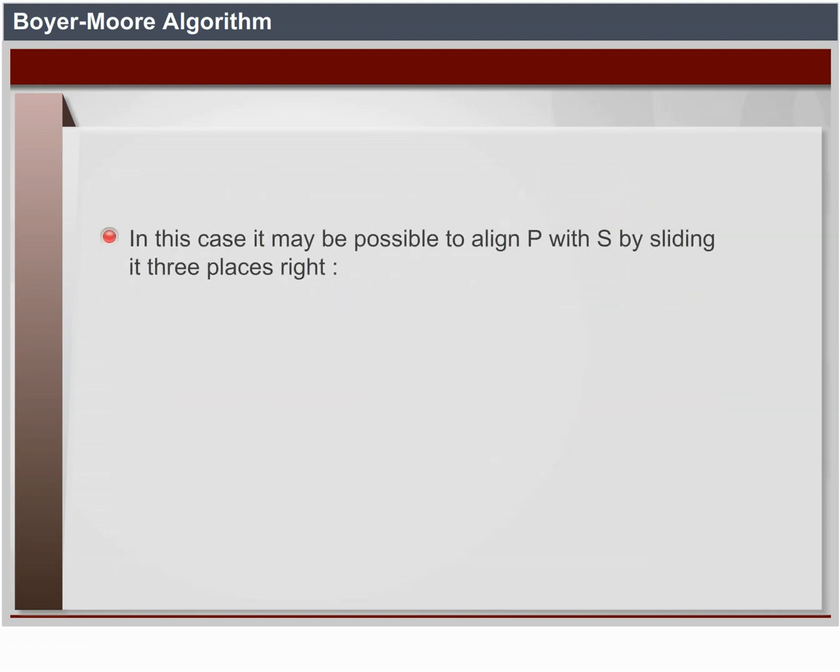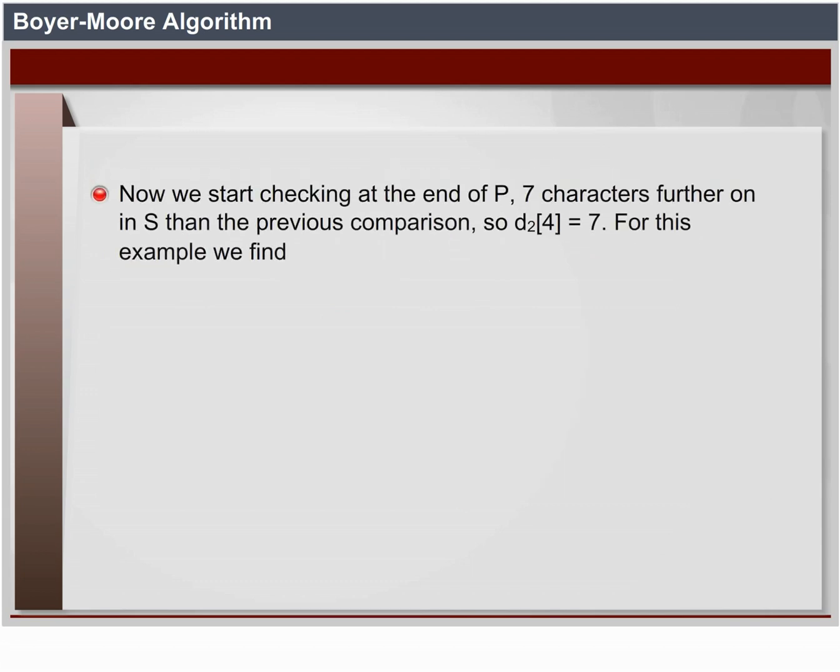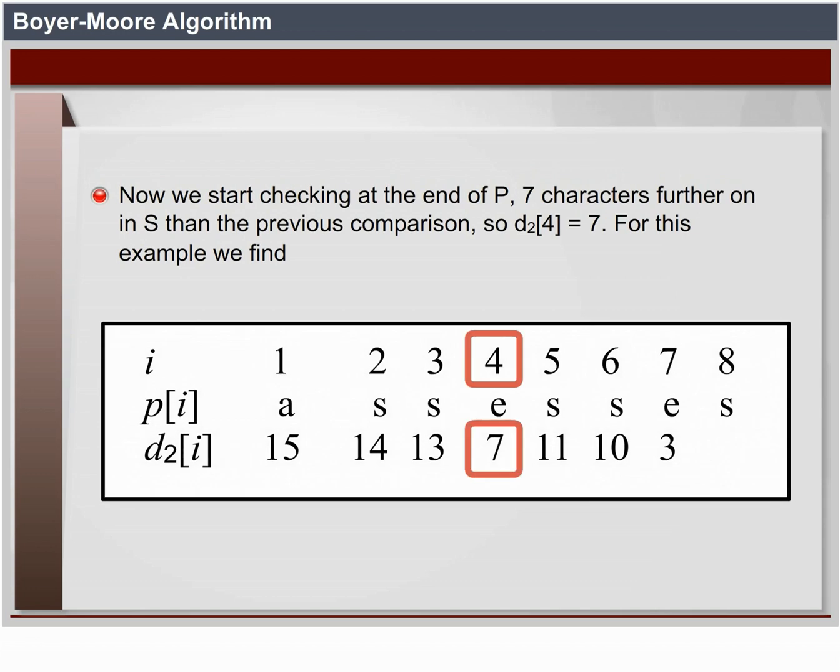In this case, it may be possible to align P with S by sliding it 3 places right. Now we start checking at the end of P 7 characters further on in S than the previous comparison, so D2 of 4 equals 7. For this example, we find as shown.